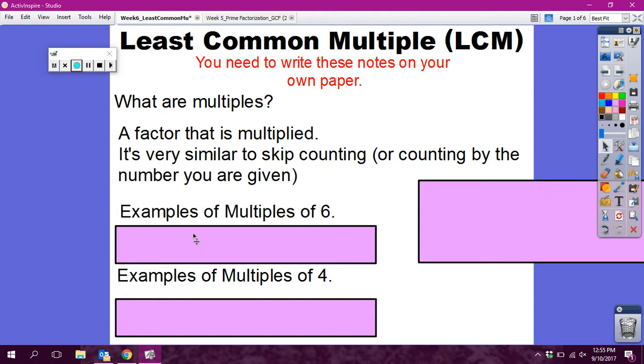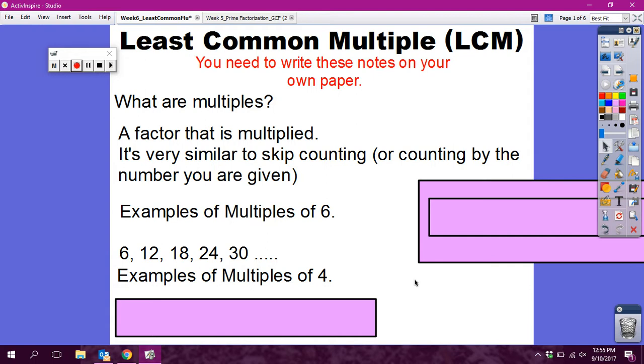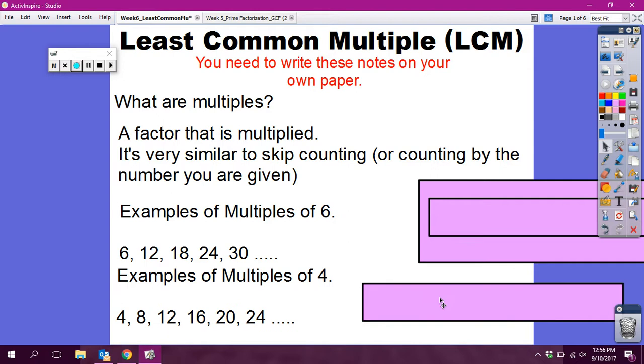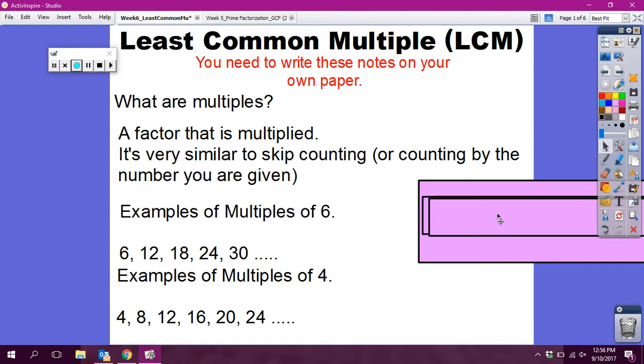Some more examples for you here are multiples of 6, which would be 6, 12, 18, 24, 36, 42. They keep going. They're not just what I have listed here. Multiples go on forever. It literally means that you are multiplying the number you're given, such as 6, over and over and over again. It's going to keep increasing. You're skip counting. Examples of multiples of 4 would be 4, 8, 12, 16, 20, 24, 28, 32, 36, 40. You can literally go on forever, okay, guys?